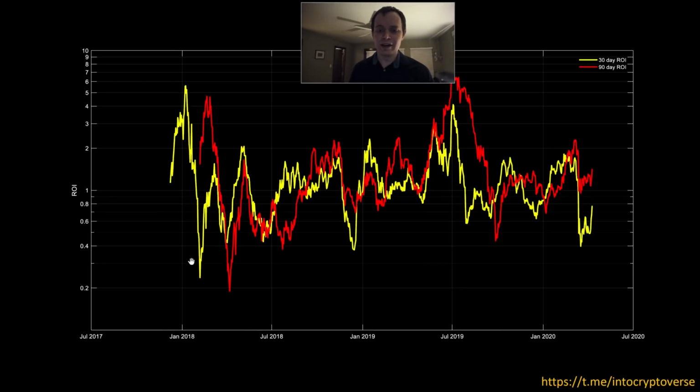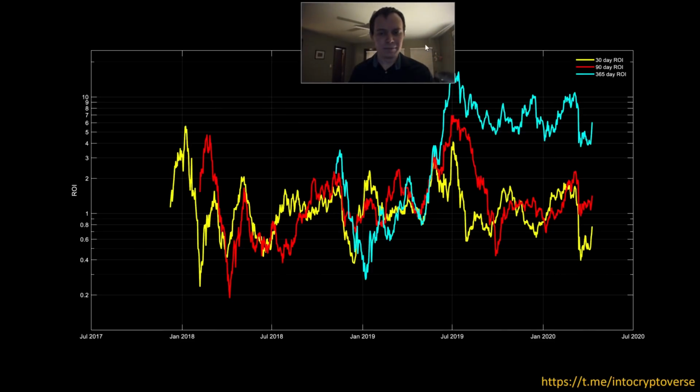Here is the 90-day ROI. So the 90-day ROI looks even better, and you can see that on the 90-day ROI, we've hit even a 5 or 6x since this bear market has been going on. We've hit it more than once, 5 to 6x. Not a lot of coins can say that.